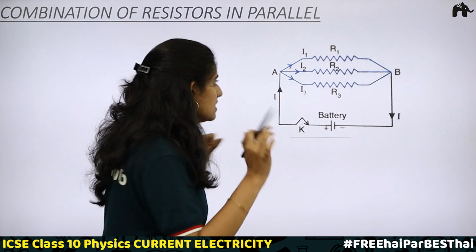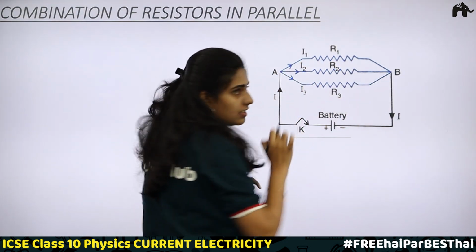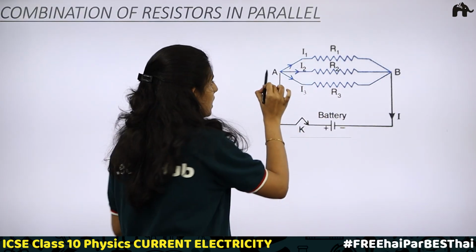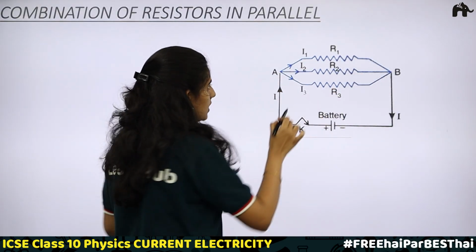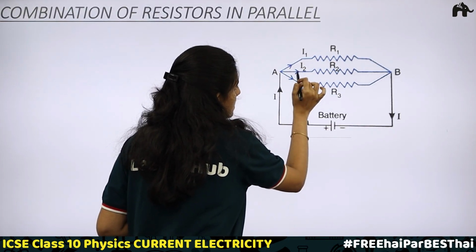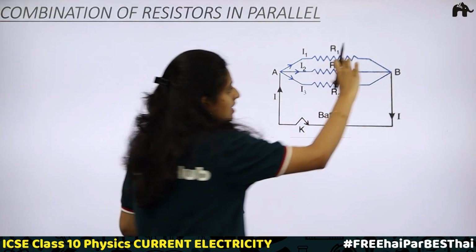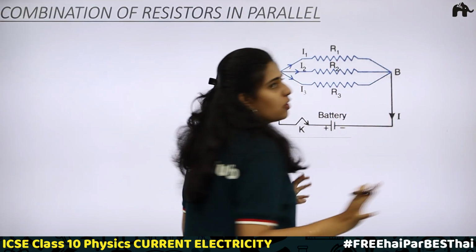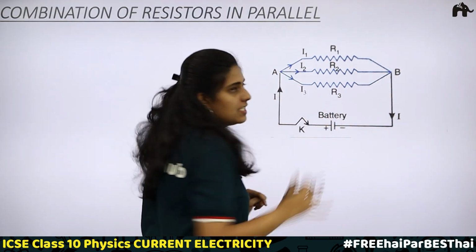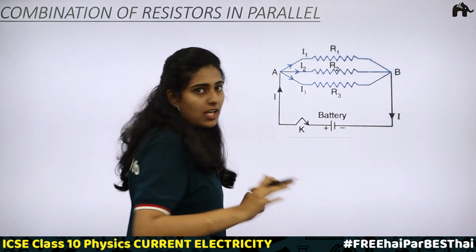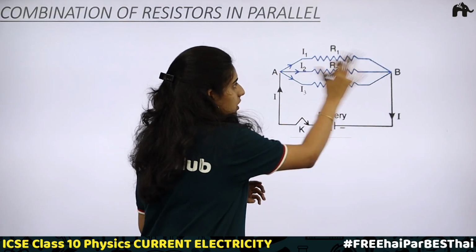Here you can see three resistors, R1, R2, R3. You take the ends of these three resistors and connect them to two common points. Here you can see this is the end of the first resistor, second resistor and third resistor, and they are connected to a common point A. Similarly, the other end is connected to a common point B. Now this is a complete circuit. You have a battery and a key. When the key is plugged in, the electricity starts flowing through the circuit.